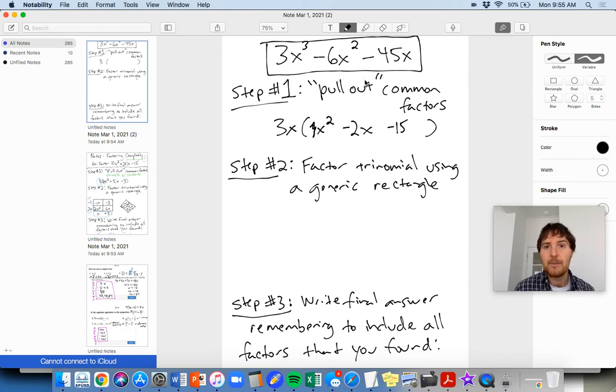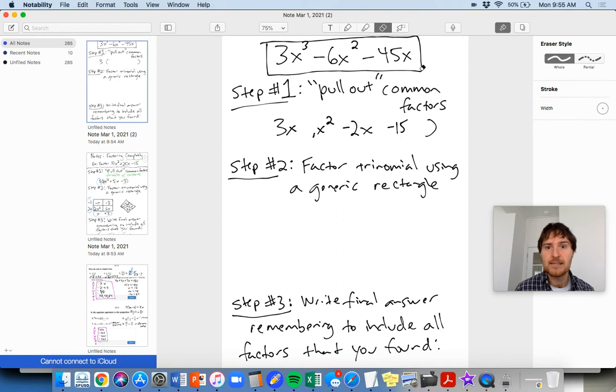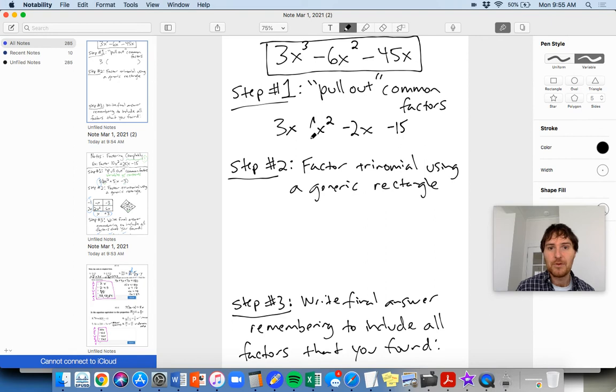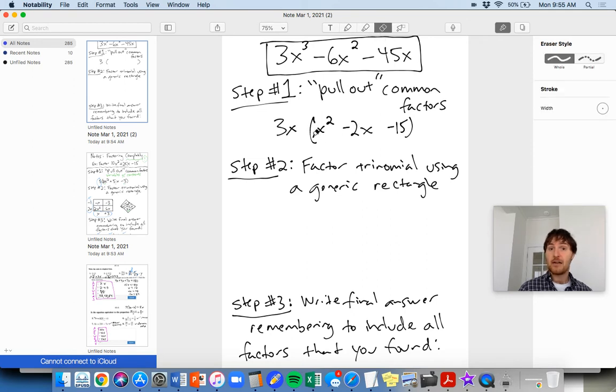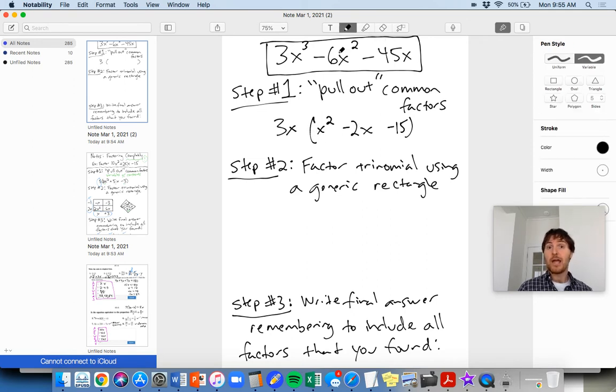I might clean this up a little bit here so that it looks a little more like the trinomials we're used to seeing, and then we'll proceed to the next step. All right, so I had 3x times the quantity x squared minus 2x minus 15. And I'll get this out of the way as well. Okay, so this is one of the factored forms of that.